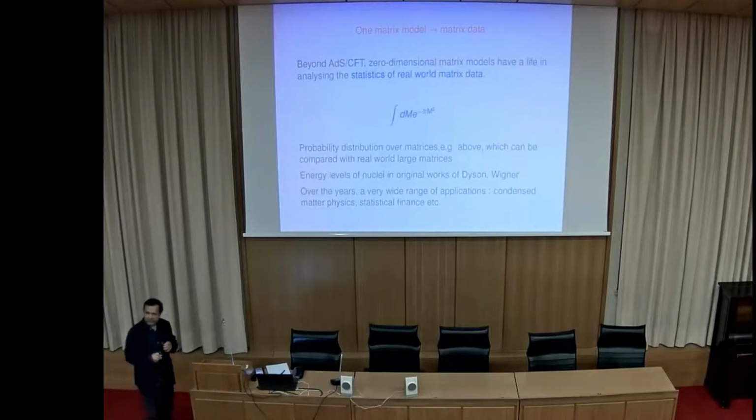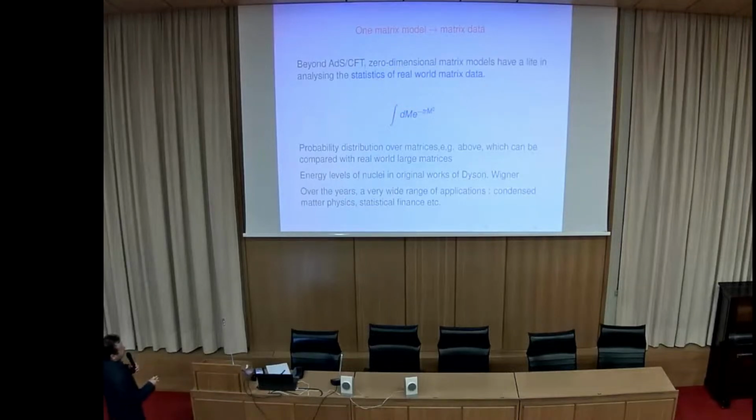Now, just a little bit on this finite group stuff. One of the applications of matrix models beyond quantum mechanics and so on is pure statistics. You can use matrix models to write down some probability distribution over the space of matrices, and these have been used to analyze statistics of real-world matrix data. The work of Wigner and Dyson, energy levels of nuclei, energy level repulsion, and so on, come from very simple things like this. They have been applied in other areas of physics as well.